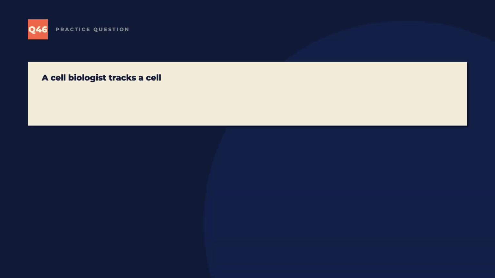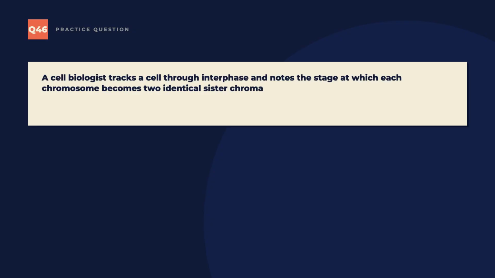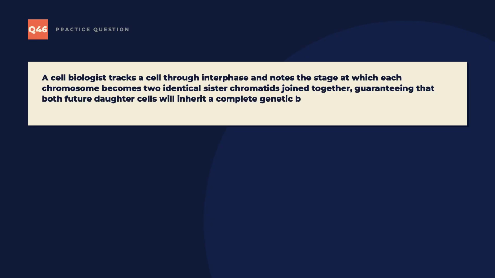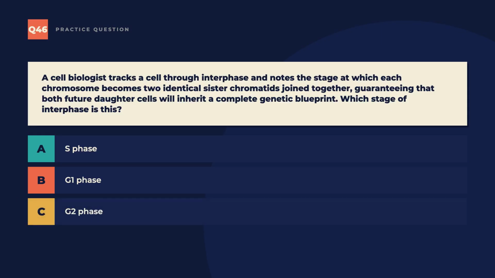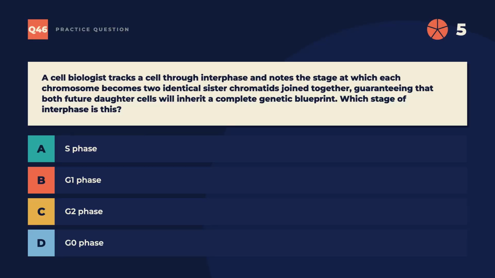Question 46. A cell biologist tracks a cell through interphase and notes the stage at which each chromosome becomes two identical sister chromatids joined together, guaranteeing that both future daughter cells will inherit a complete genetic blueprint. Which stage of interphase is this? Your options are A. S phase, B. G1 phase, C. G2 phase, D. G0 phase. Which would you go with? Lock it in before the reveal.